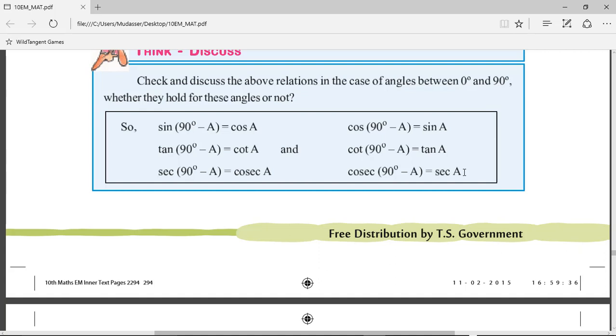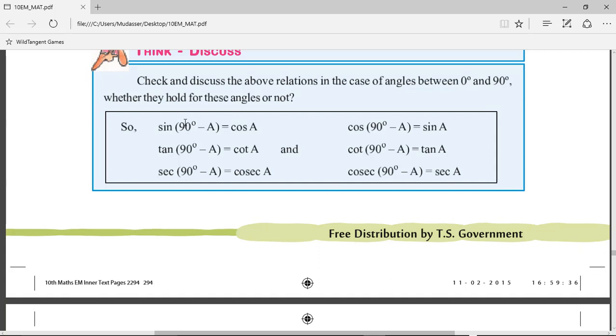I can actually make use of something that is known as complementary angles to prove these things, to prove that sine of 90 minus a is cos a. But I don't want to go deep into the concept, because I just want to keep things simple for you. And I'm sure this table is all that you need to know to work on exercise 11.3 problems.